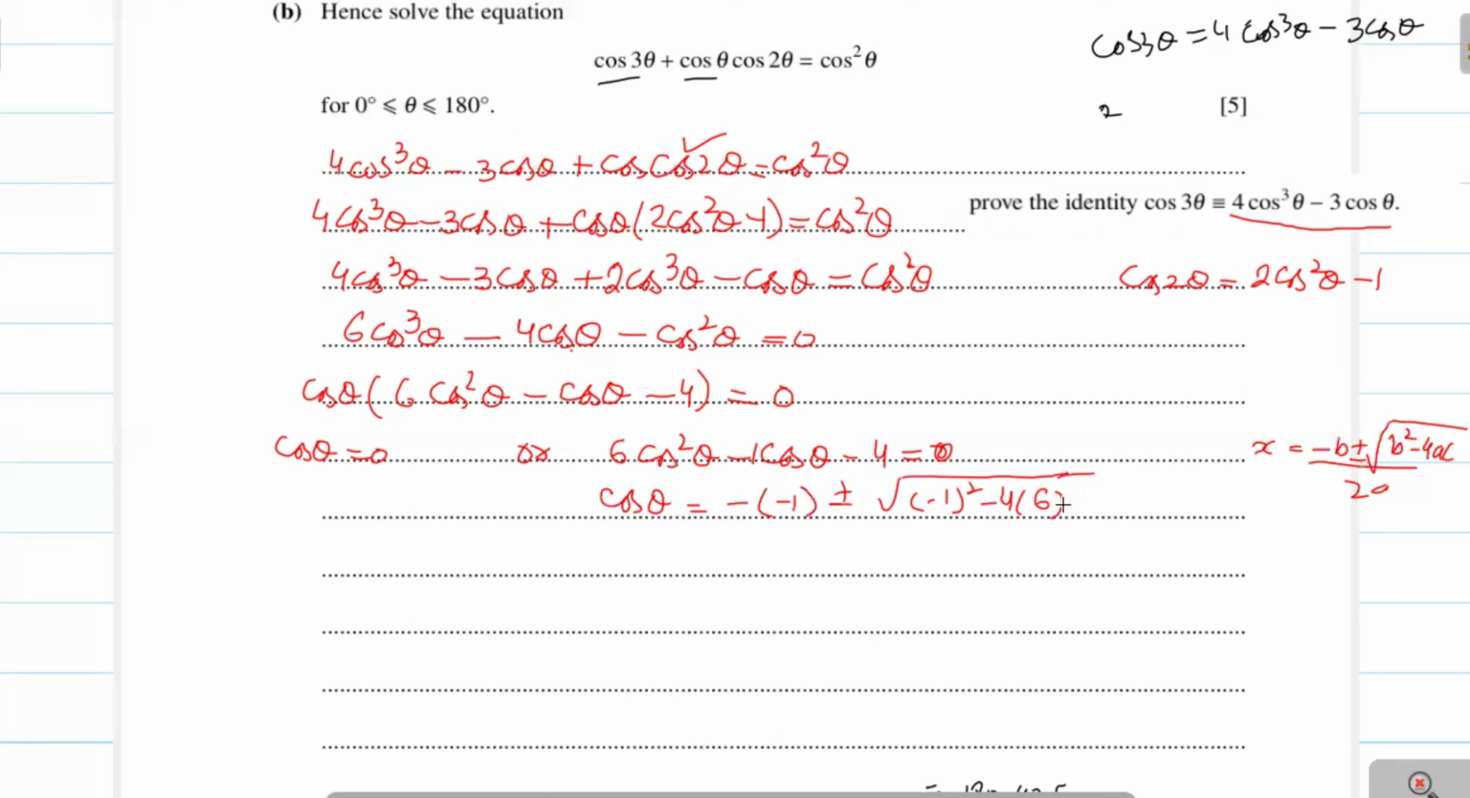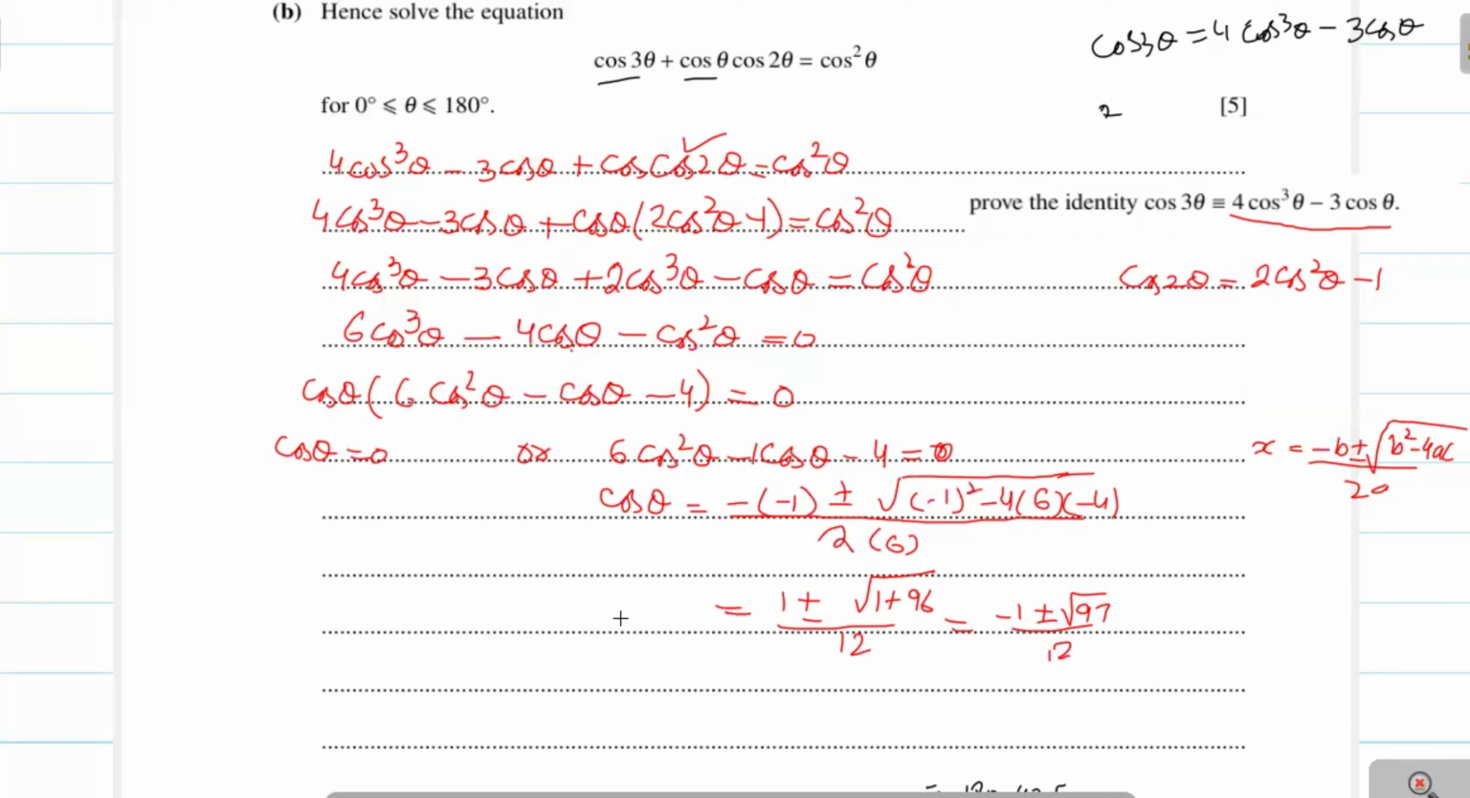C here is minus 4 over 2 times a. A is the coefficient of x square. Now we can write this as 1 plus 6 times 4 is 24. 24 times 4 is 96 over 12. Therefore, we can write it as minus 1 plus or minus square root 97 over 12.